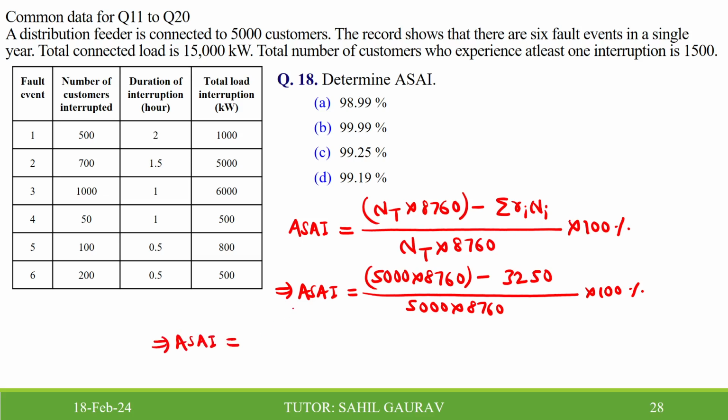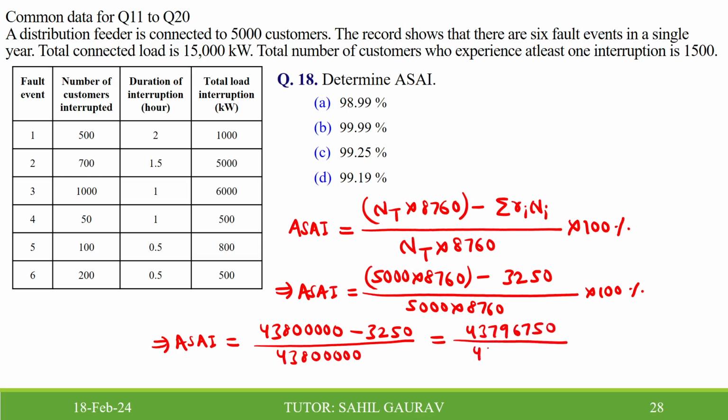Average service availability index will be 43,800,000 minus 3250. It will give you 43,796,750 divided by 43,800,000 into 100. So it is coming as 99.99% of service availability. Therefore, B is the correct answer.